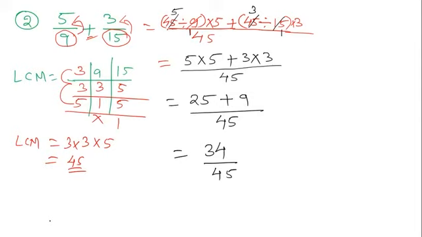Again, the next question. Look here. The third one is, we take a bigger one, 8 by 12 plus 9 by 18. Suppose these two numbers are given. Again we find the LCM.